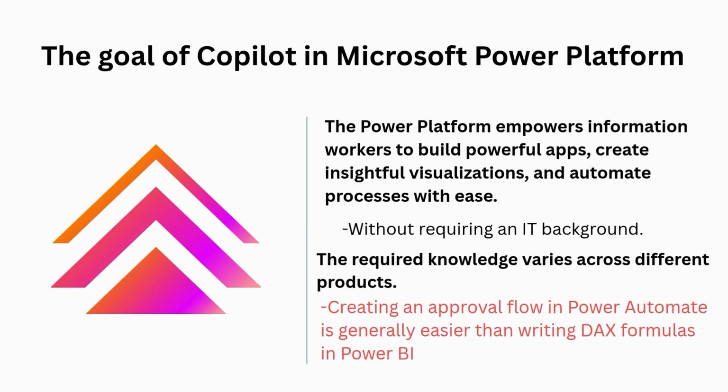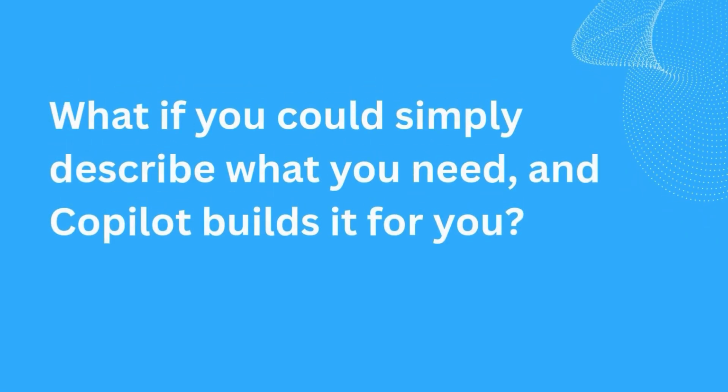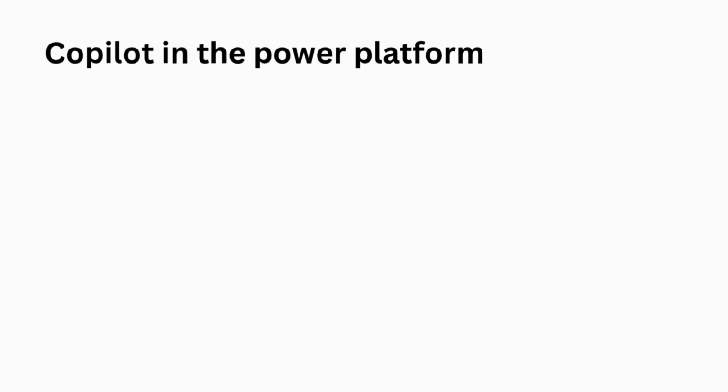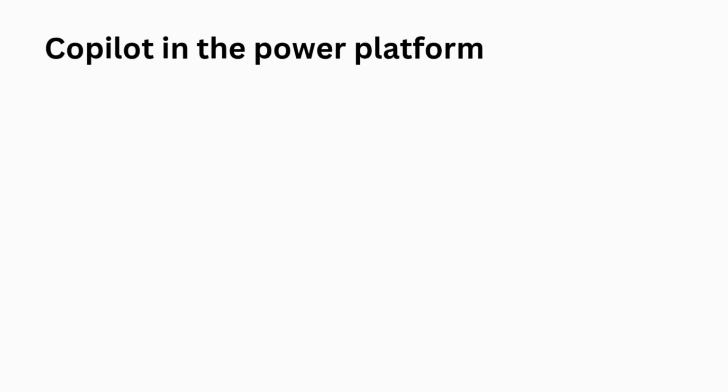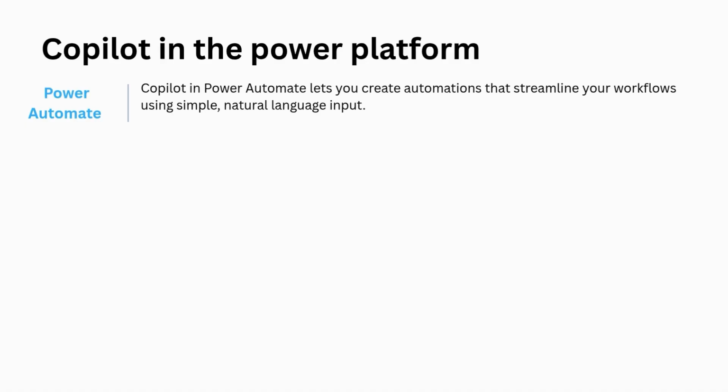Copilot is an AI-powered assistant integrated into the Power Platform. Its goal is to make these tools even more accessible by allowing users to describe what they want in natural language, and then Copilot helps build it for them or automate it. Power Automate: describe your workflow in a sentence. Example: when a new item is added in SharePoint, send me an email. Copilot builds the flow with the correct triggers and actions.